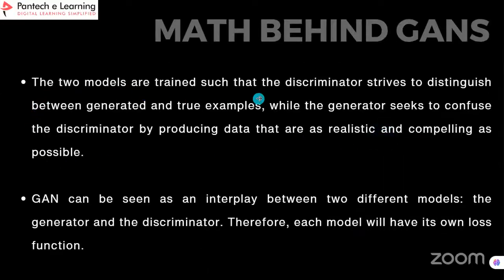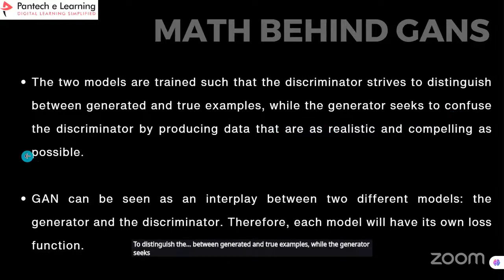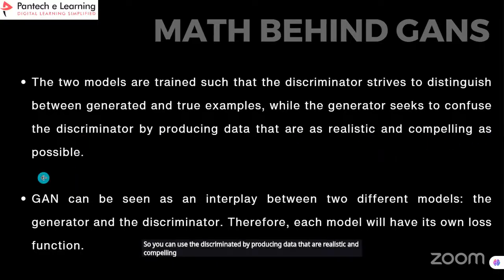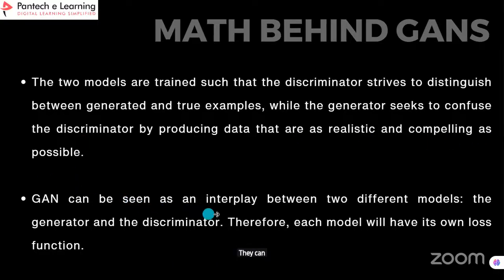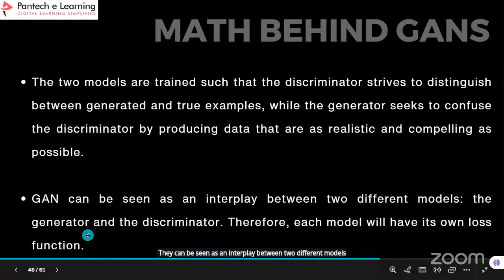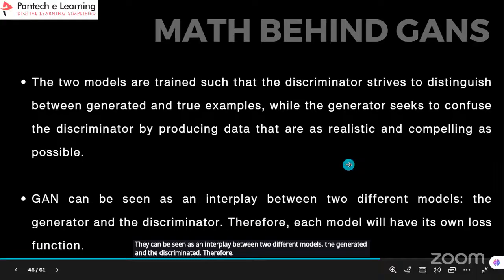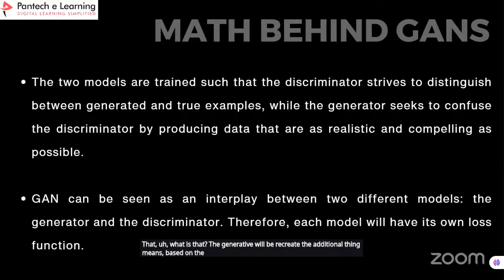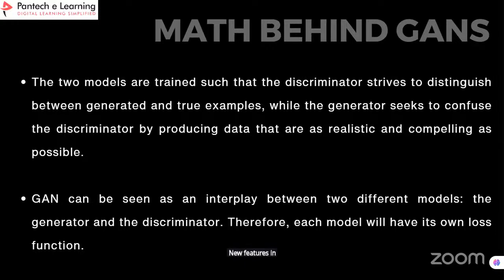The two models are trained such that the discriminator strives to distinguish between generated and true examples, while the generator seeks to confuse the discriminator by producing data that are as realistic and compelling as possible. The GAN can be seen as an interplay between two different models, the generator and the discriminator. Therefore, each model will have its own loss function. How is that? The generator will recreate the image based on the loss value, adding new features to this particular generated image.